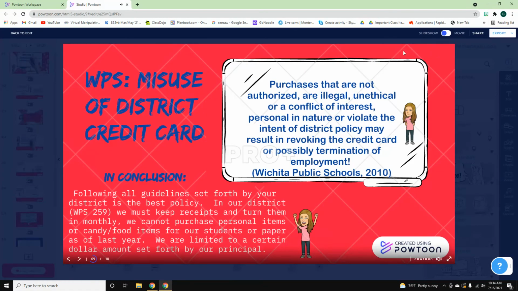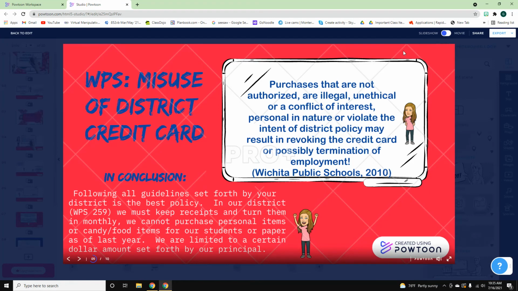Wichita Public Schools has a misuse of district credit card policy, and it states that purchases that are not authorized, are illegal, unethical, a conflict of interest, personal in nature, or violate the intent of the district policy may result in revoking the credit card or even possibly termination of employment. In conclusion, following all the guidelines set forth by your district is the best policy.